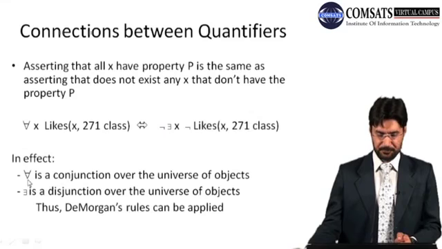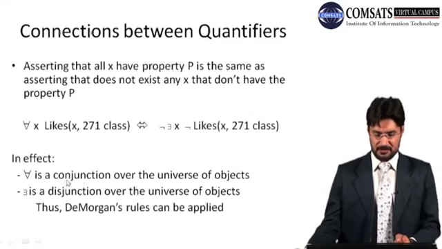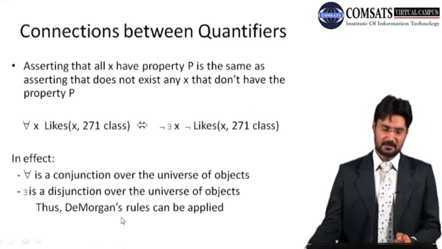In effect, for all is a conjunction over the universe of objects. There exists is a disjunction over the universe of objects. Thus De Morgan rules can be applied.